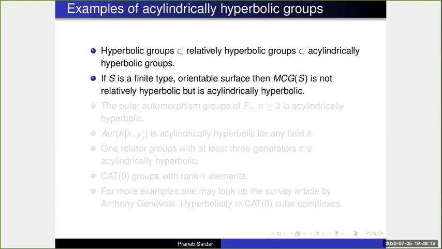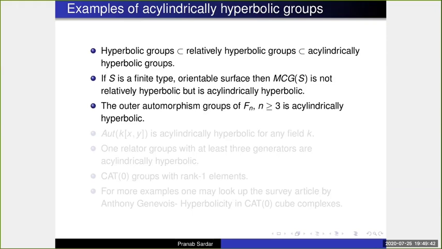And the outer automorphism group of Fn, when n is bigger than or equal to 3, is acylindrically hyperbolic. This was essentially proved by Osin and Bestvina and Fujiwara. So these are two groups, MCG and Out(Fn). They are very famous groups and the most studied groups in geometric group theory. Both of these are acylindrically hyperbolic groups.